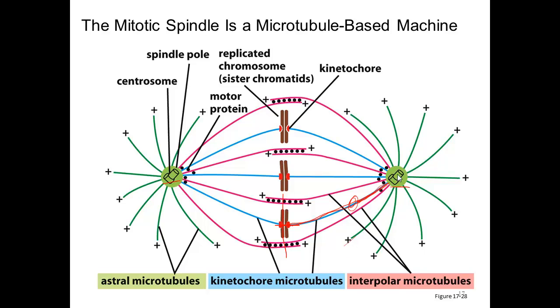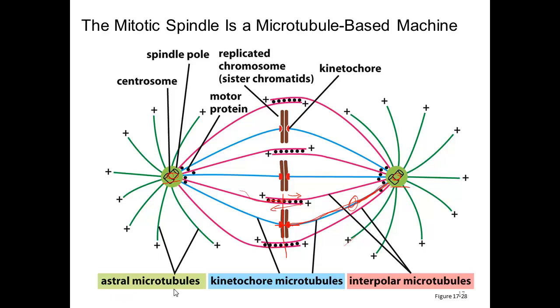There are also the interpolar, between the poles, microtubules which will interact with each other, and there are motor proteins here which are going to try to slide the microtubules past each other. This will push and produce an outward force which is going to lead the two centrosomes to get further and further apart as division proceeds.